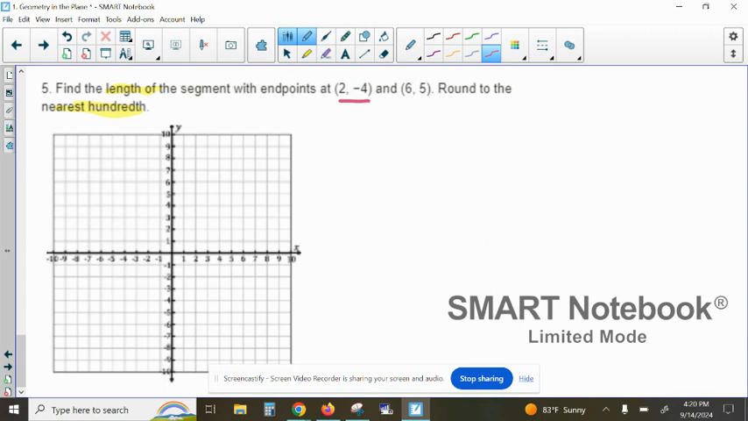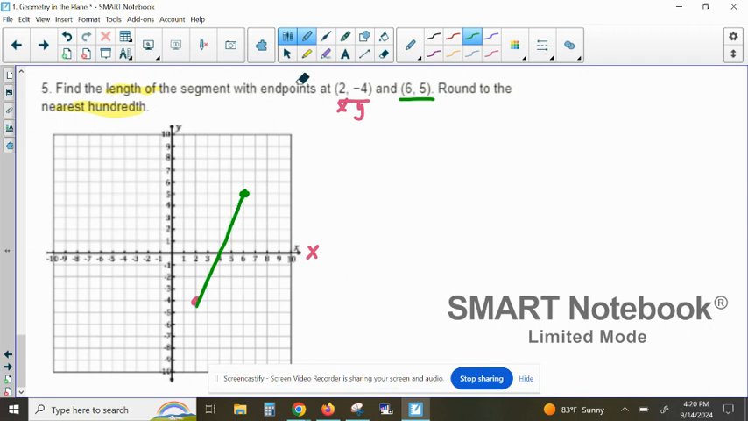(2, -4), that is our x and our y. So travel on your x-axis first, 2 spaces over, and then 4 down: 2, 3, 4. That puts me down here. Then I need to go to (6, 5). That's to the right 6, over 6, and up 5. So that puts me up here. I'm trying to find the length of this green segment. So how long is this?